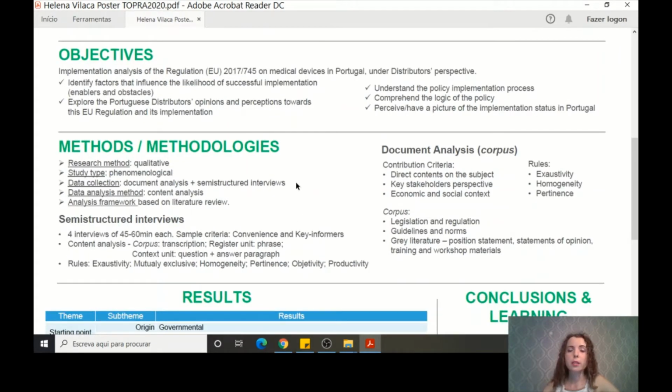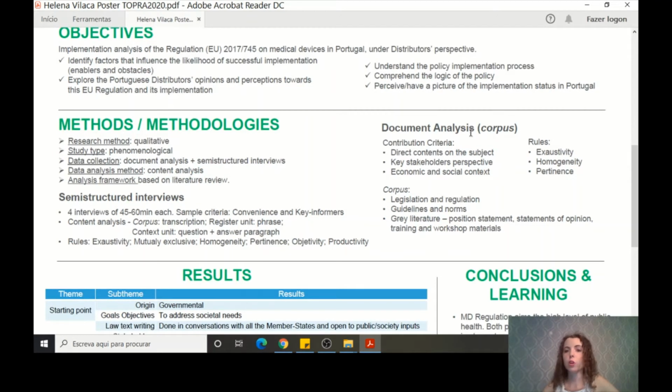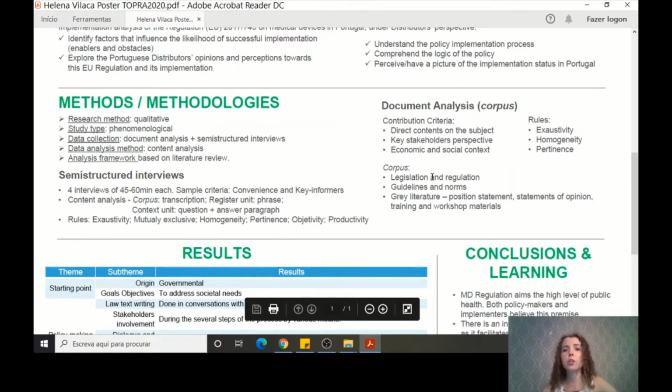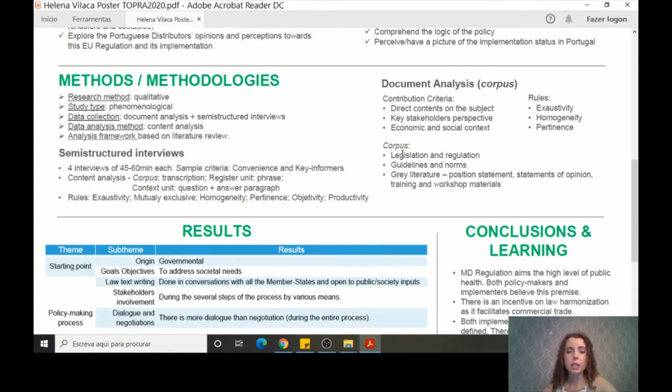The research method is qualitative and phenomenological, and to collect the data, I used document analysis and semi-structured interviews. Regarding the document analysis, I studied legislation, guidelines and norms, and what we call the grey literature, which corresponds to statements of opinion, workshop materials, and position statements. Regarding the interviews, I conducted 4 interviews of around 1 hour each, and my sampling criteria were convenience and key informants.